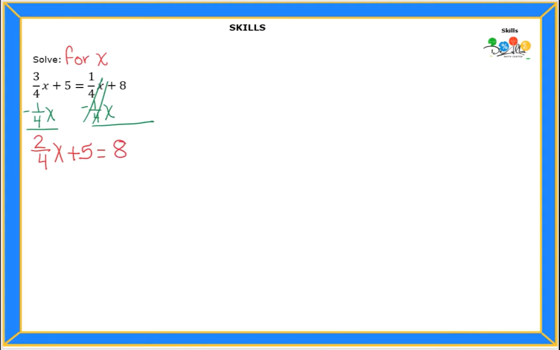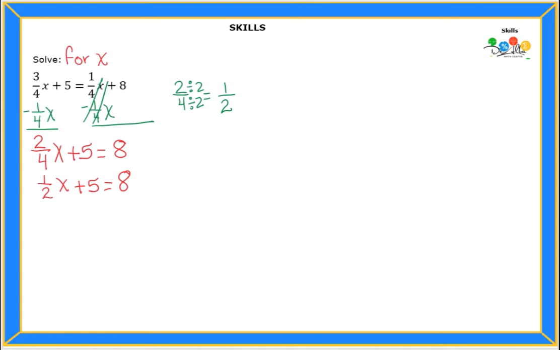Okay, now look at 2/4. That can be simplified, right? And I'm going to write it down somewhere over here on the right. 2/4 can be simplified if I divide both of them by 2, and I get 1/2. So instead of writing 2/4, I'm going to write down 1/2. I'm going to rewrite it and say 1/2 x plus 5 equals 8.